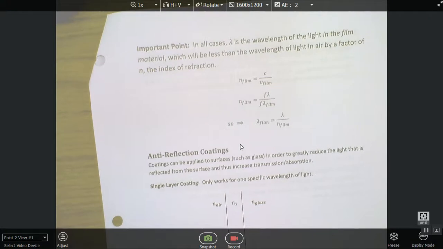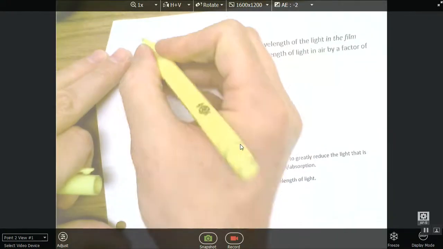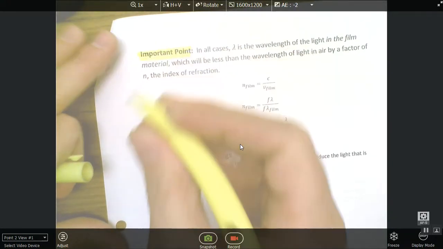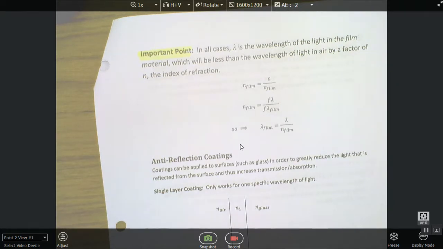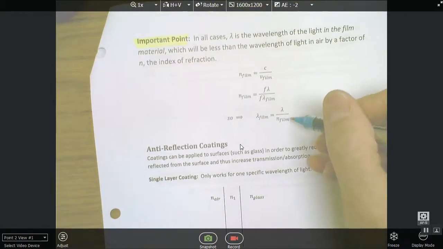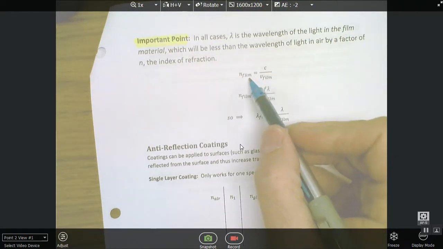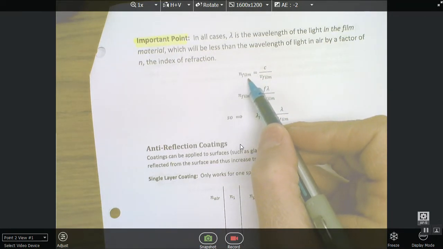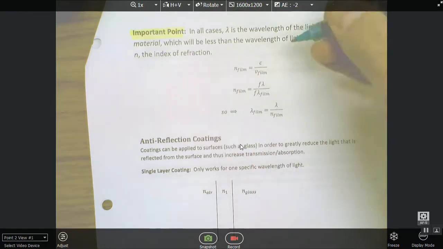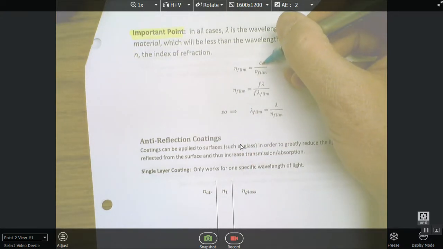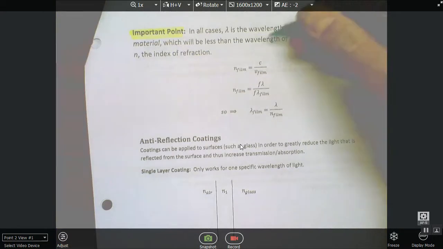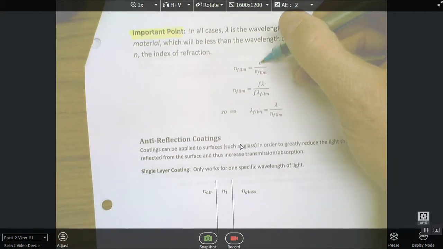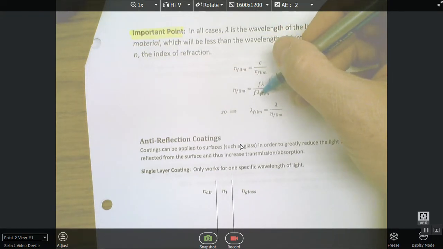Highlight this, I don't know how you want to do it, but this is so important. And I've mentioned this before, in all cases, the wavelength we're talking about is the wavelength in the film. Now remember, to find the index of refraction of a film, you need to take the speed of light and divide it by the speed of the light inside the film. So c is equal to f lambda, and the speed inside the film is f lambda film.